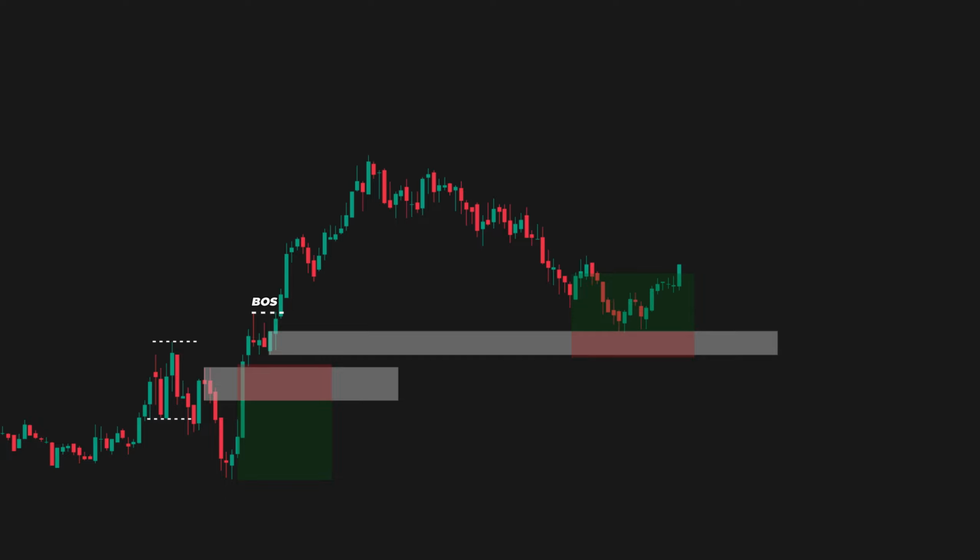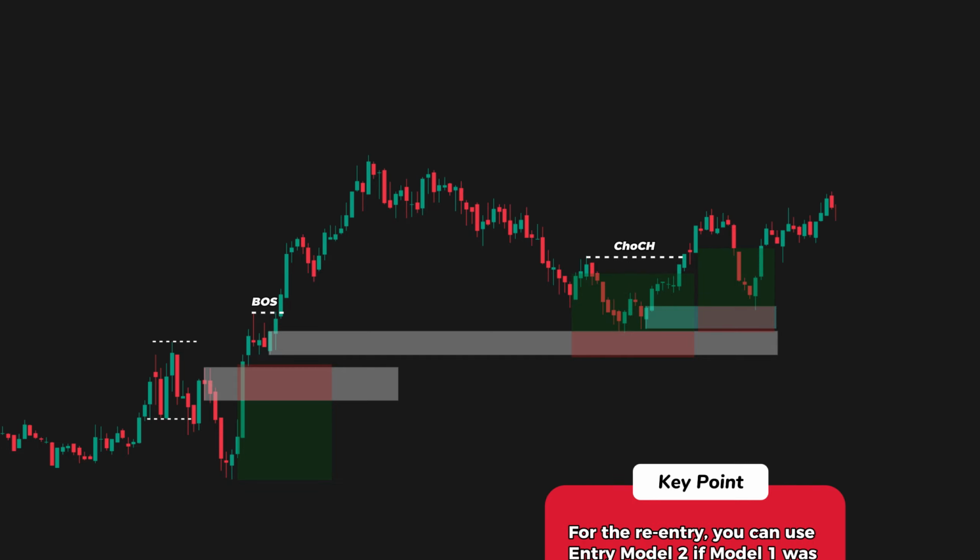If you were looking to enter using entry model 2, you would place a buy limit order at the fresh bullish order block formed after a clear change of character. That trade also reached its take profit, resulting in a 2% profit for the trade.